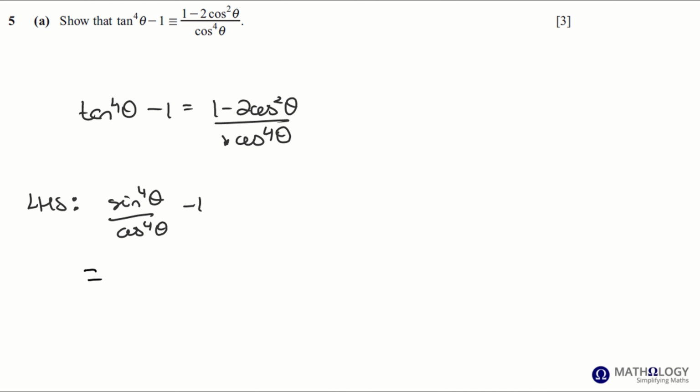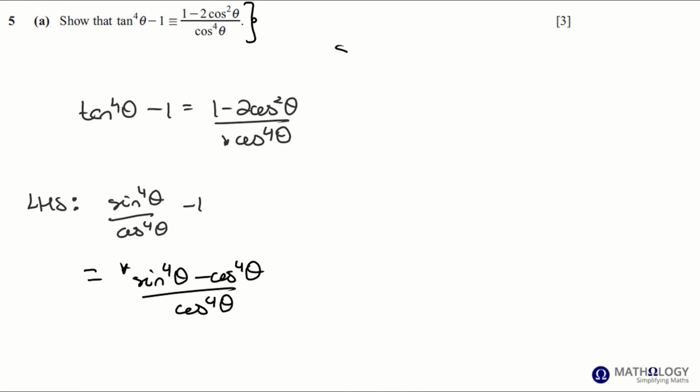In a single fraction, we'll have sine to the 4 theta minus cos to the 4 theta over cos to the 4 theta. Now, if we look at the right-hand side, we've only got cos on the right-hand side. Yes, it's cos squared and cos to the 4, but the point is the trig ratio is only cos. We have sine to the 4. We've got sine and cos. We now need to ensure we only have the trig ratio cos.